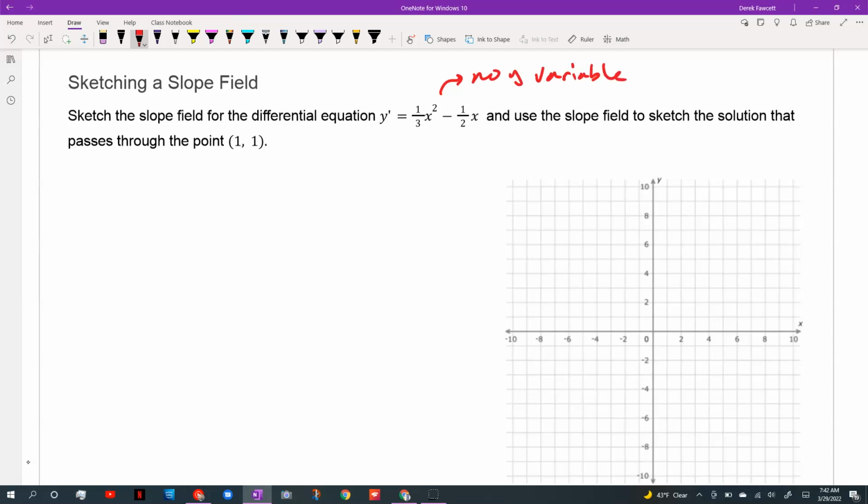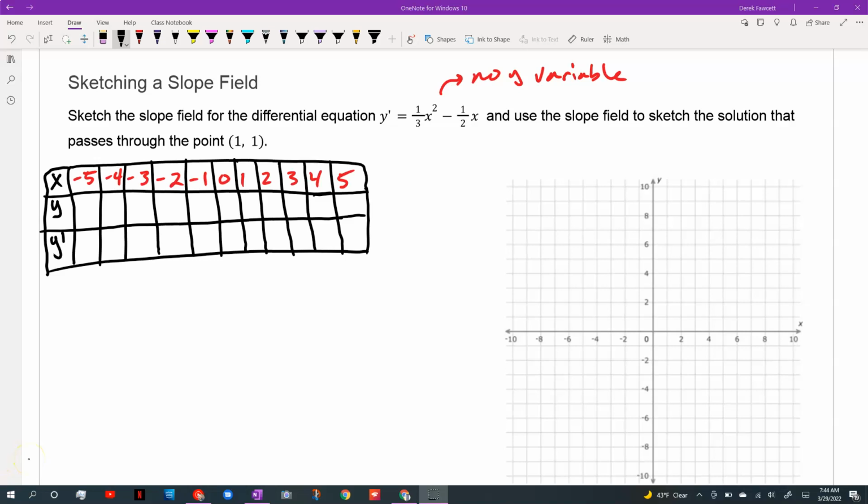And we're going to look at what that means when we construct the differential equations. Let's set up our table. You can set up a table however you want, but I'm going to do a horizontal table using rows for x and y, and I'm also going to include a row for y prime. To get an accurate depiction, I'm going to go from -5 to 5.